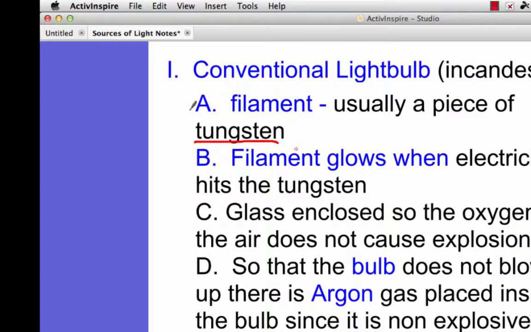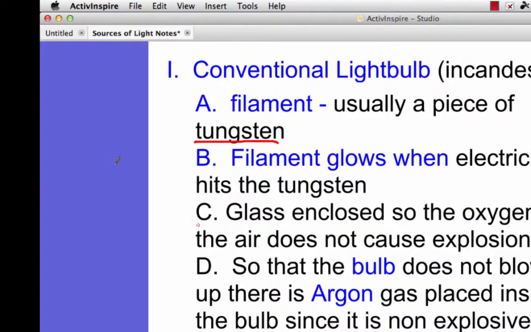Not necessarily that it's resistant to the change, but it can hold a lot of heat before it's going to melt. Any other metal that we've tried to use tends to melt when we put this much electricity through it. So using tungsten allows us to heat this filament up so much that it glows, yet doesn't change forms. It doesn't melt. The filament glows when electricity hits the tungsten.